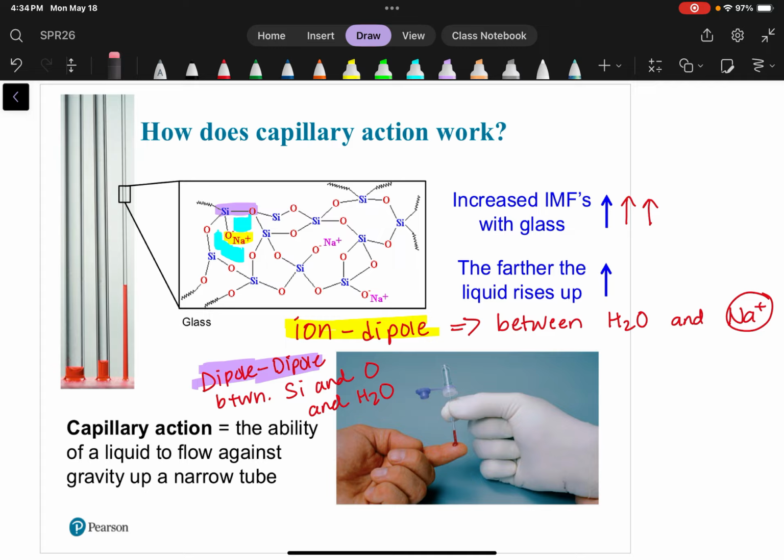Now, it does need to be a narrow tube, and the reason for that is that if it's too large of a tube, then we don't have enough surface area between the water molecules and the glass, so it's not as efficient of climbing. And then gravity will win and keep it down.